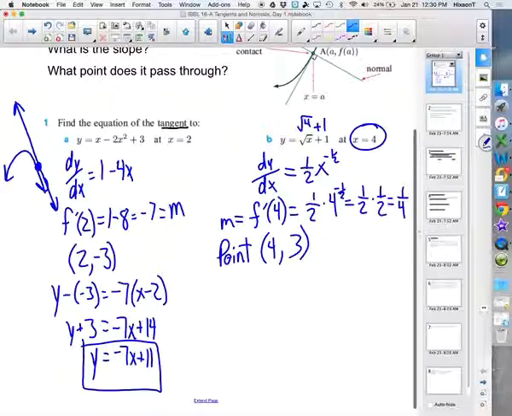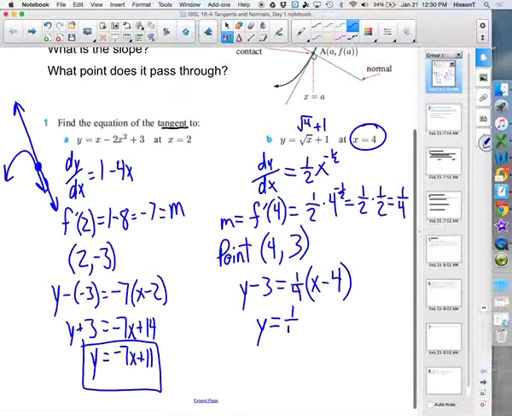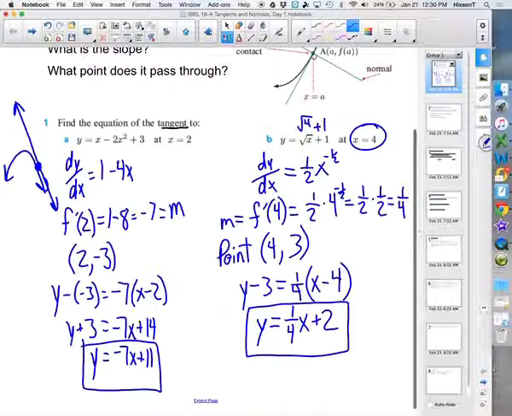And then again, now that you have the slope and a point, however you decide to get the equation of the line is up to you. I'll use point slope form again. And I get y equal to 1/4 x minus 1 plus a 3, that's going to be a plus 2. So there's my tangent line. Okay? So we've done a little bit of that before. We didn't do a ton of it, but we did some of it.